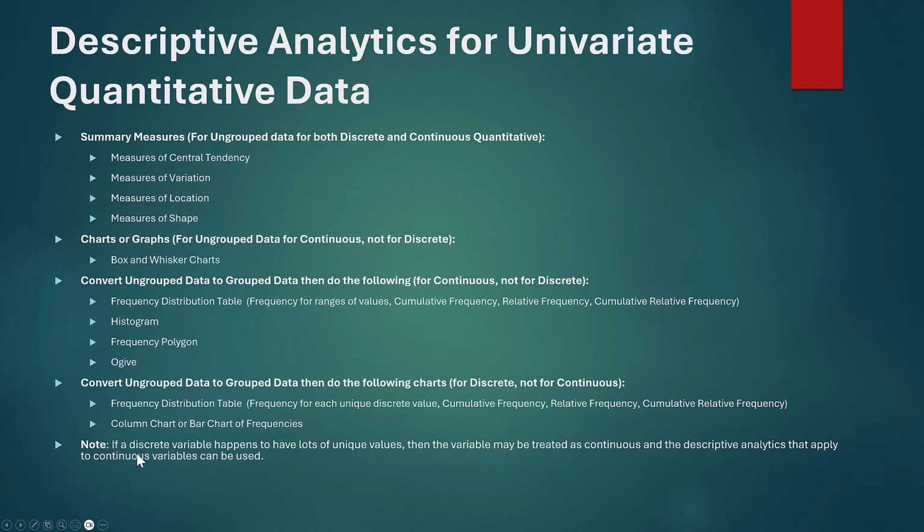Now note that sometimes if a discrete variable happens to have lots of unique values, like hundreds and thousands or millions of unique values, then this variable may be treated as continuous, and the descriptive analytics that was applicable to continuous can be applied to discrete. But usually in practice, when we have discrete variables, there's not that many distinct or unique discrete values, in which case we do not do these things, instead we do these things. Later, with some examples, this will become more clear. Next, we will study these summary measures in more detail.